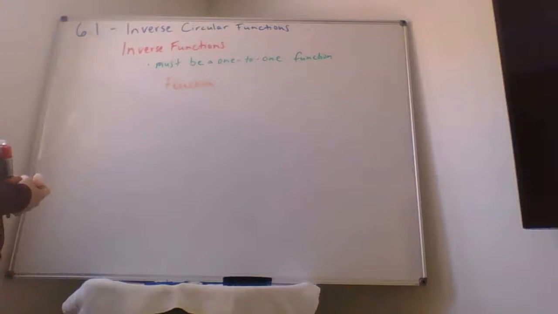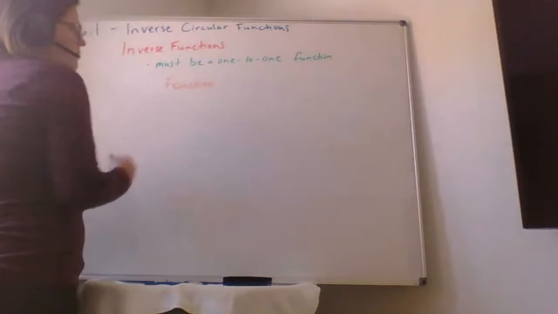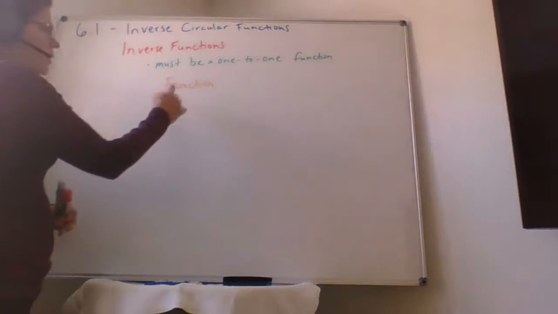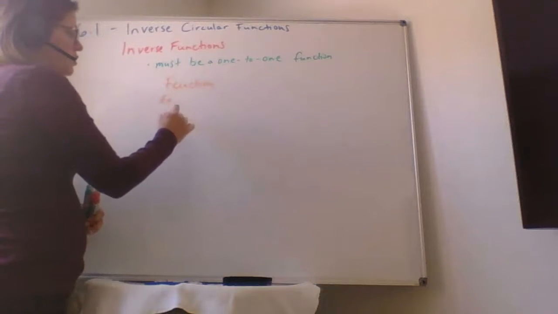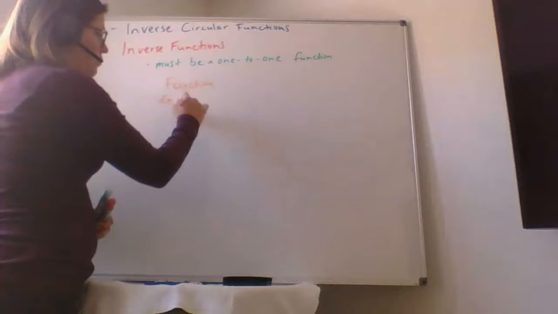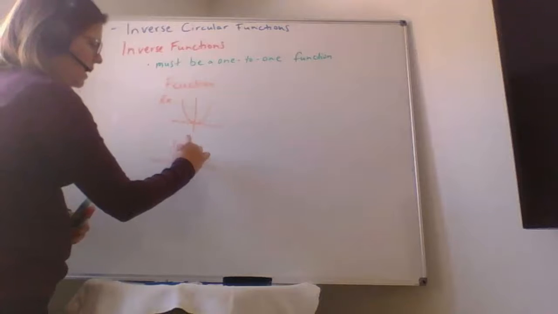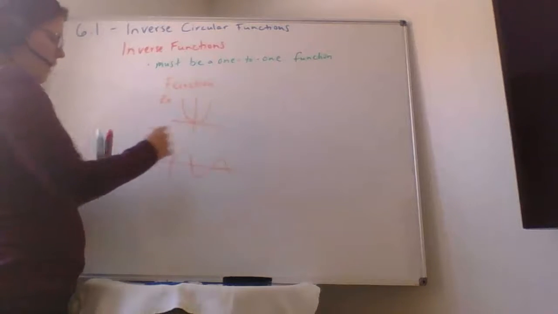First of all, it needs to be a function. And a function says that each x value will have exactly one y value. So examples of functions are something like y equals x squared or y equals sine x, because each x value has exactly one y value.